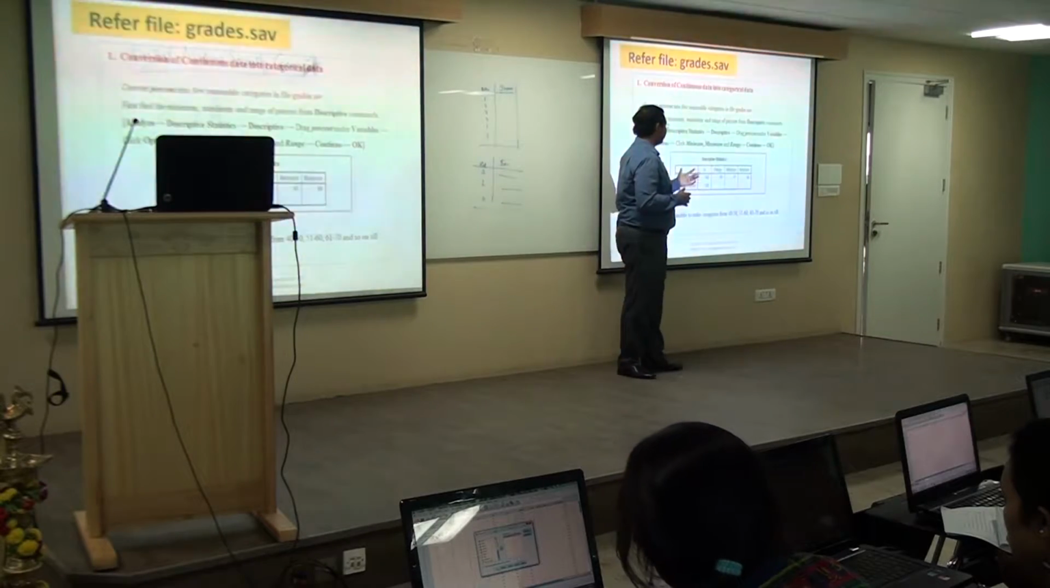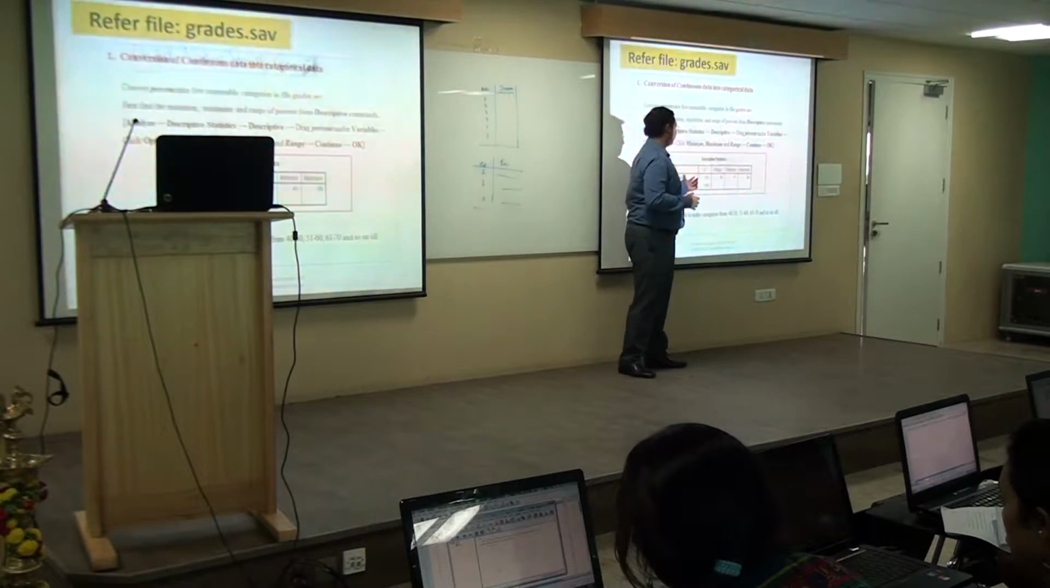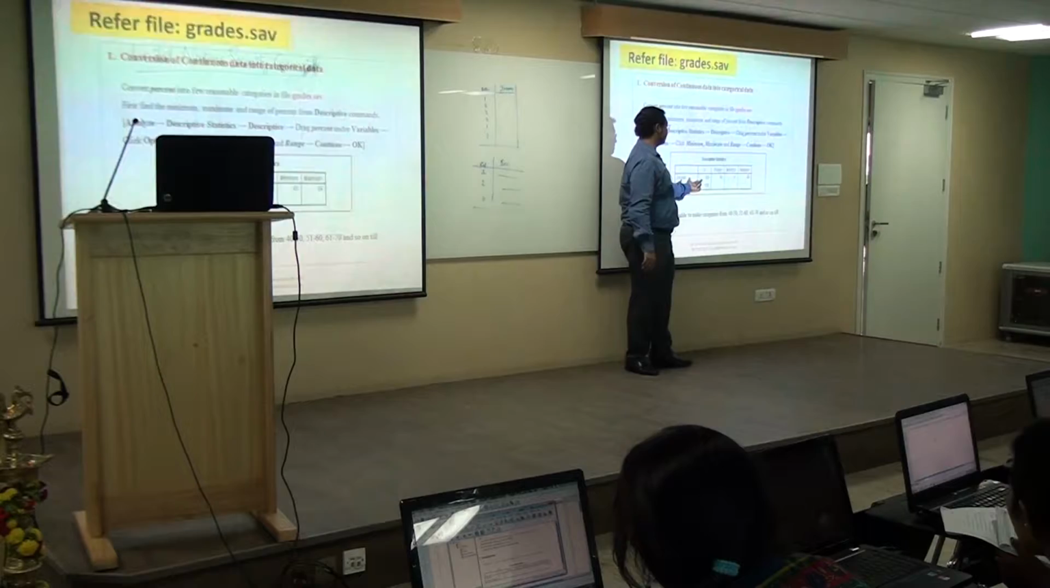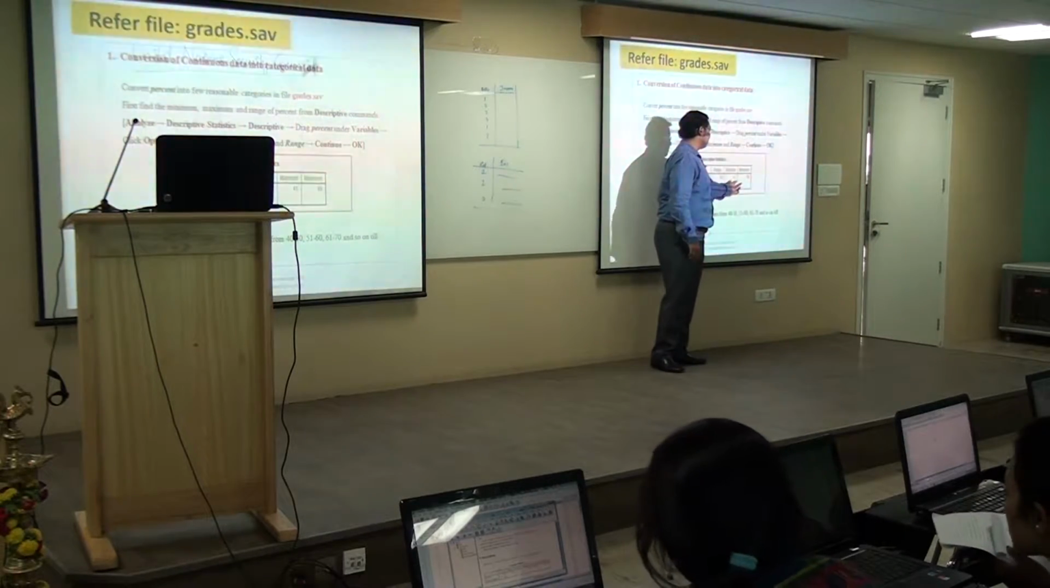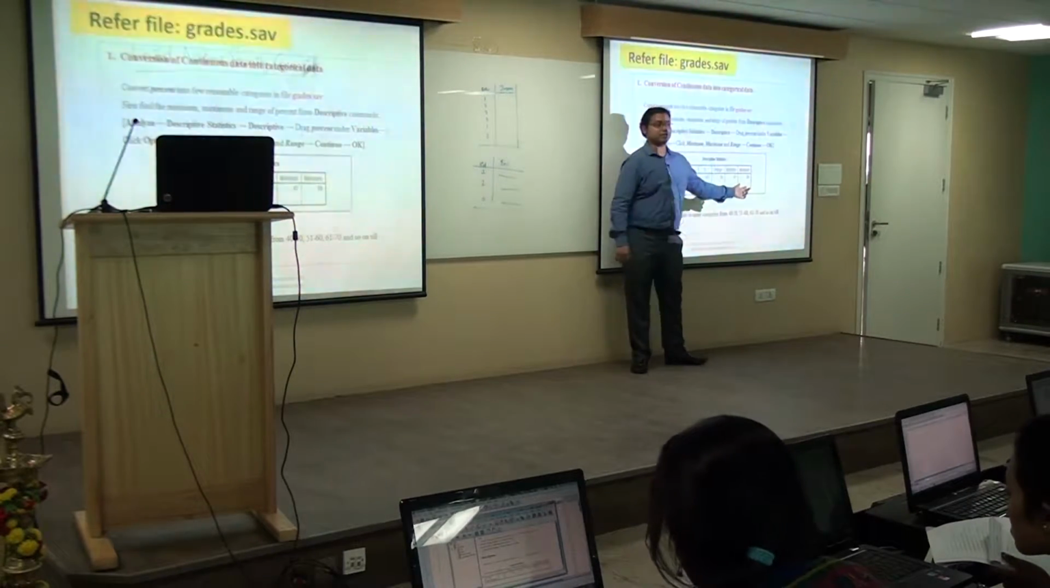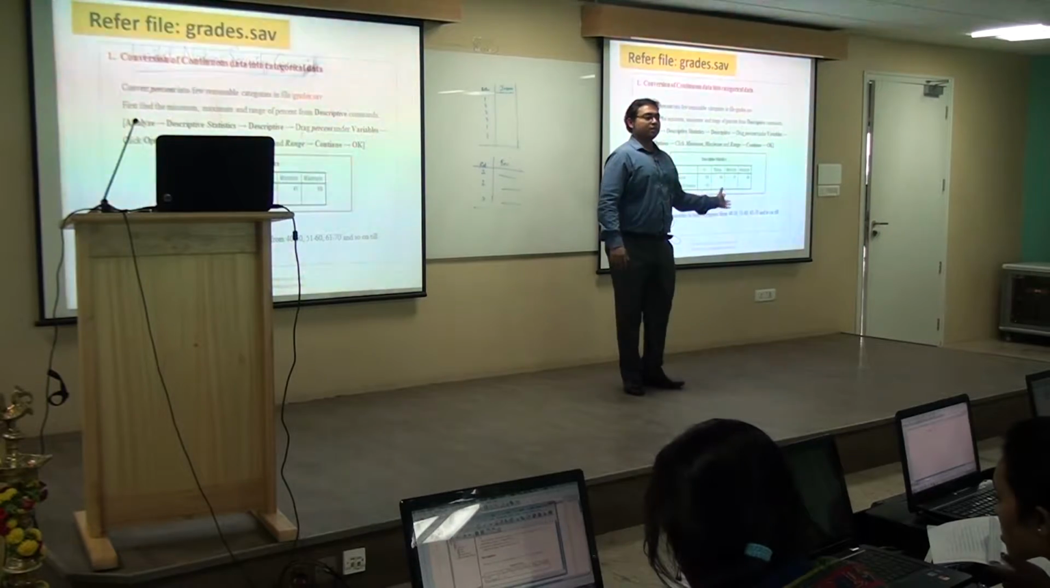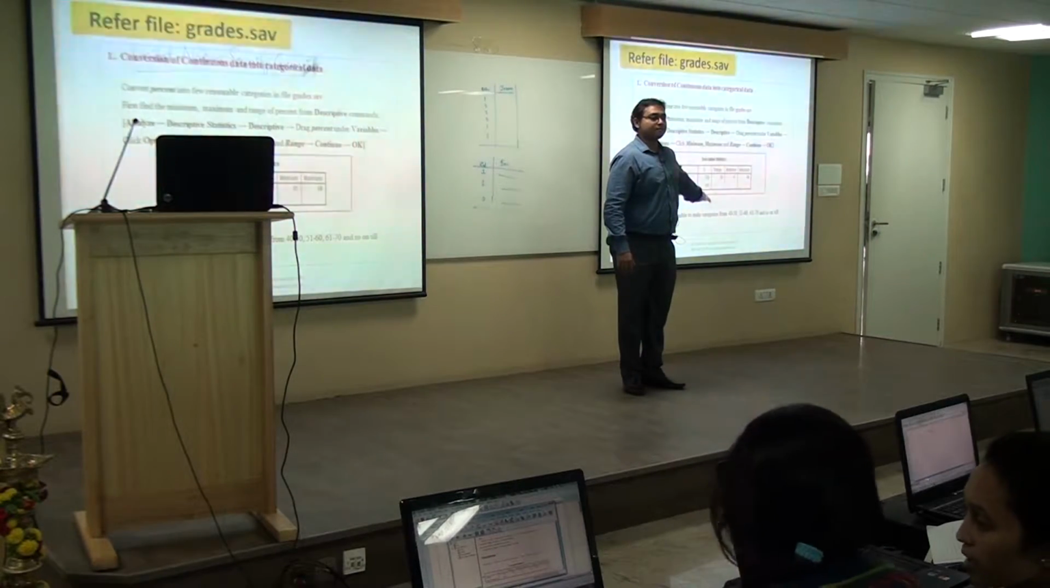Now you get the descriptive statistics. The percentage has 105 observations, range is 58, the minimum value is 41 and the maximum value is 99. So this is the table you obtained.